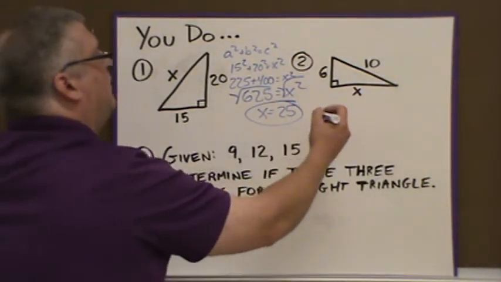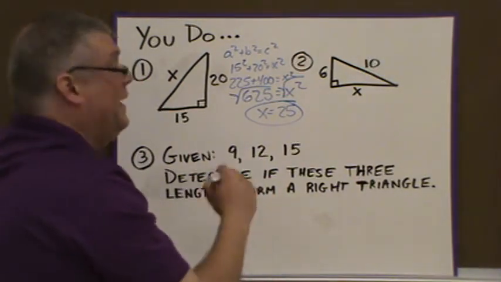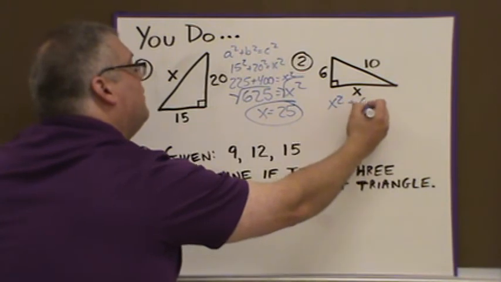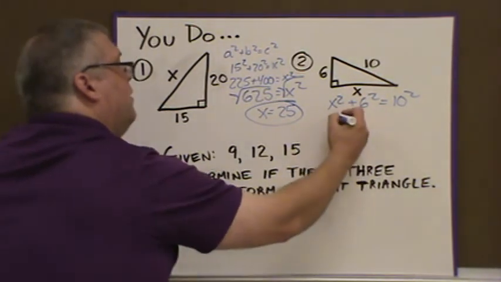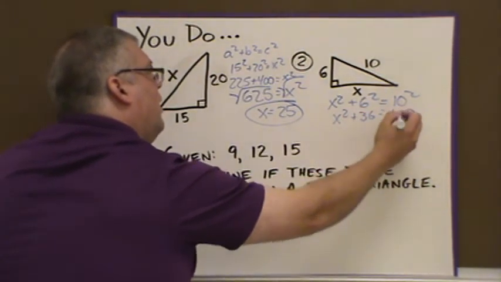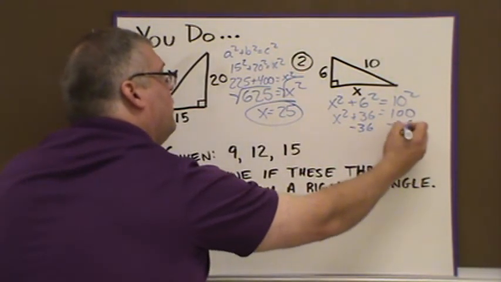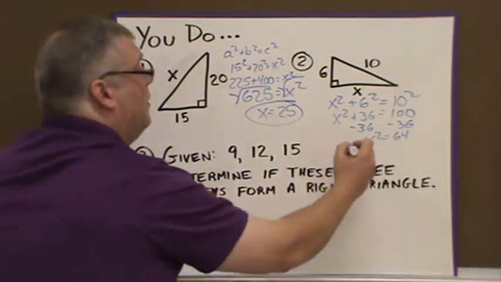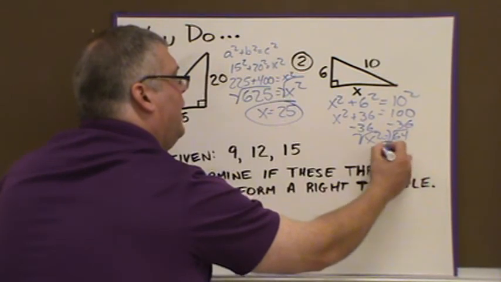All right, now this one. The c is going to be the 10, so this time they gave you the hypotenuse. So what we have is x squared plus 6 squared equals 10 squared, which means we have x squared plus 36 equals 100. We have to subtract the 36 from both sides, and we get x squared is equal to 64, square root, and we get x is equal to 8.